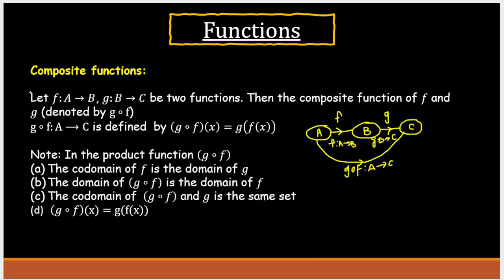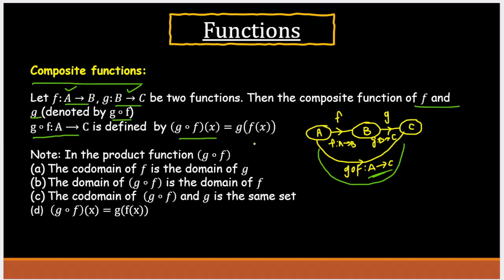Now let's see composite functions. Here f: A tends to B and g: B tends to C are two functions. Then the composite function of f and g, denoted by g circle f, is g circle f: A tends to C. Here f is A tends to B, g is B tends to C. So g circle f: A tends to C is defined by g circle f of x equals g of f of x.